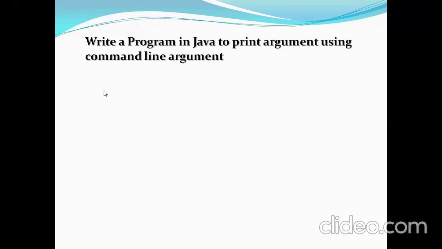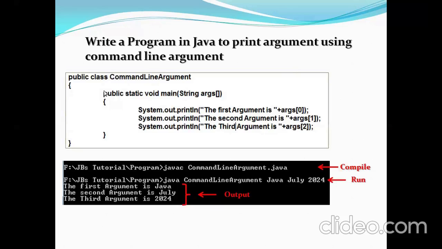Here in the print argument, command line argument, we have to write the program like this. Okay. The first argument will be args of 0, the second argument will be args of 1, and the third argument will be args of 2. Why is it args of 0? Because the array index starts from 0.